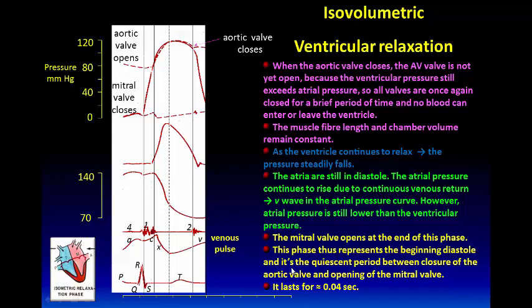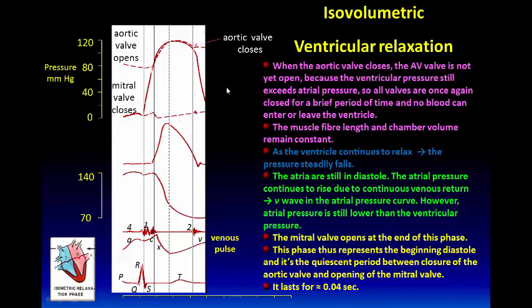diastole, and it's the quiescent period. This isometric relaxation phase is the quiescent period between the closure of the aortic valve and the opening of the mitral valve, and it lasts for about 0.04 of a second. So it is a brief phase of a cardiac cycle.